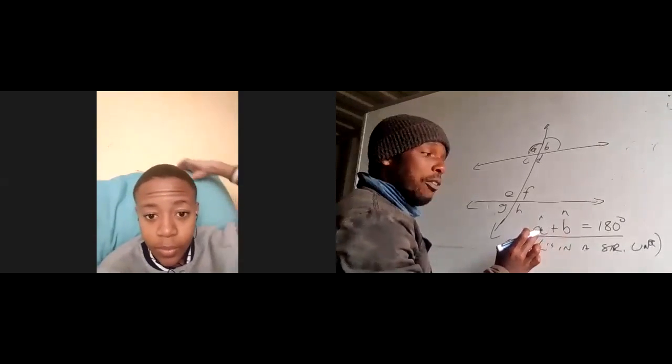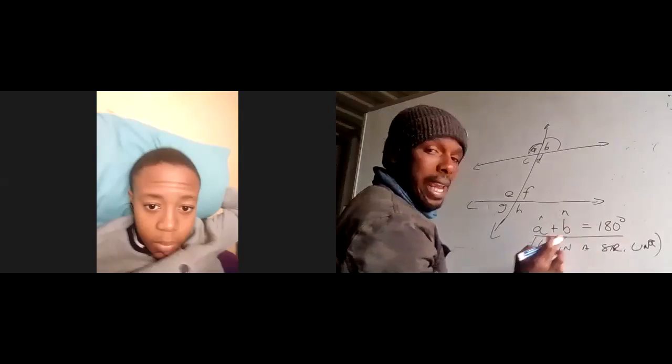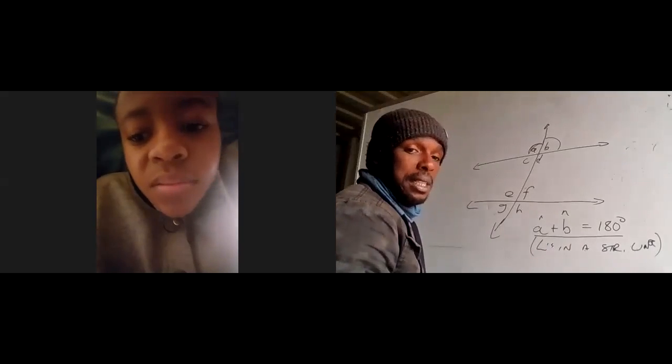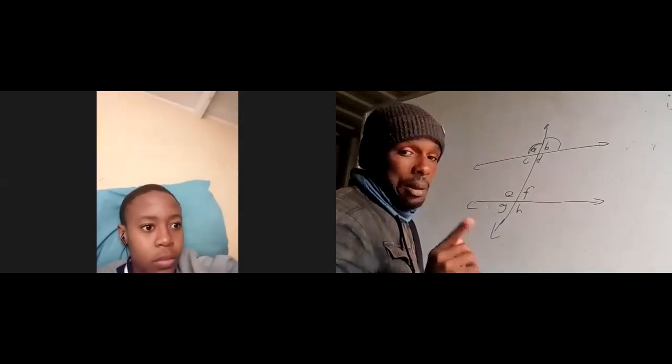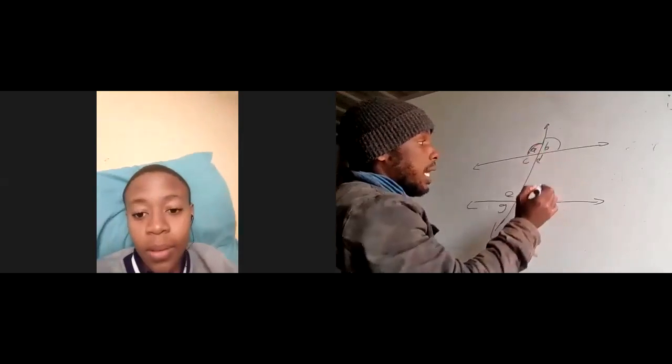So you are going to get a mark for the statement, which is angle A plus angle B is equal to 180 degrees, and a mark for your reason, which is angles in a straight line equal 180 degrees. So you have now proven the angle. This is the first 2 angles that I want us to see. What are other angles here? Look at angle A and angle D.